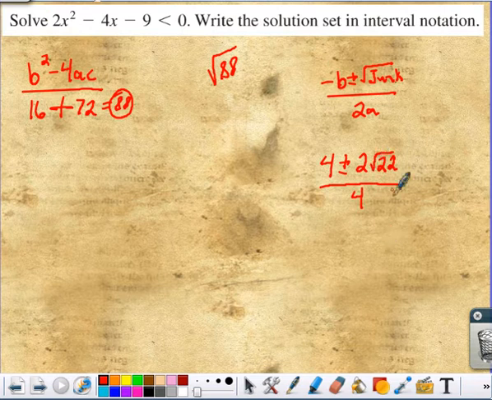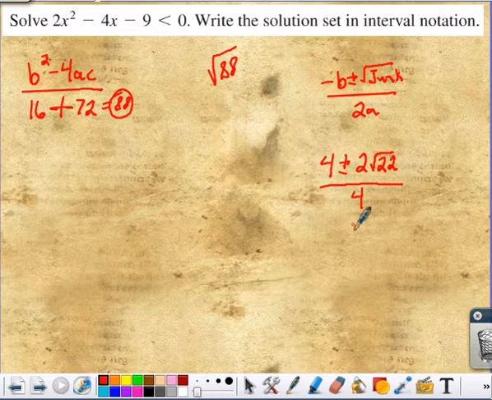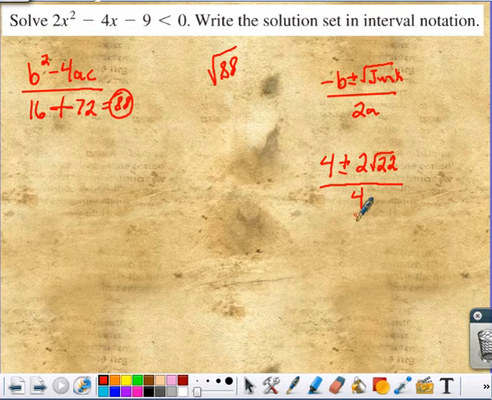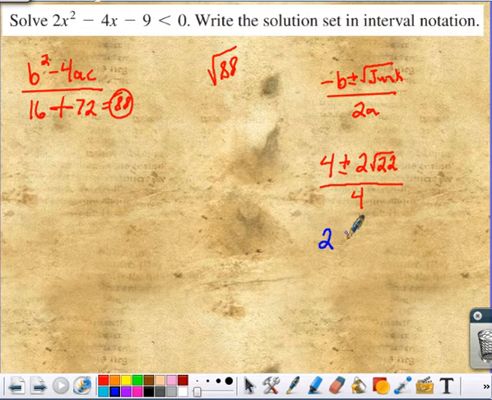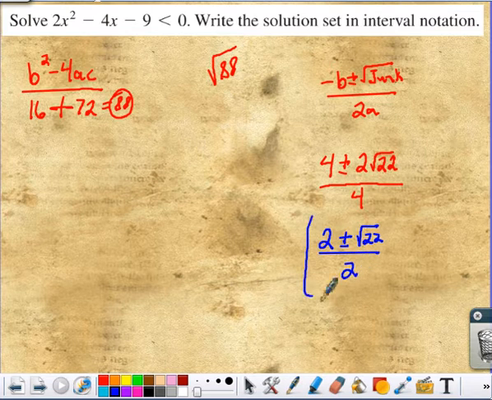Now that will simplify. You can split that. Here's your options. When you're cleaning these up, you can split it if you want to and do 4 over 4 and 2 root 22 over 4. What I would do, there's 3 terms there, guys. 4 is a term. 2 root 22 is a term. 4 is a term. I see a 2 in all of those. Reduce this fraction. Divide everything by 2, and you're going to get 4 divided by 2 is 2. 2 root 22 divided by 2 is just root 22. And on bottom, 4 divided by 2 is also 2. There's your 2 answers.